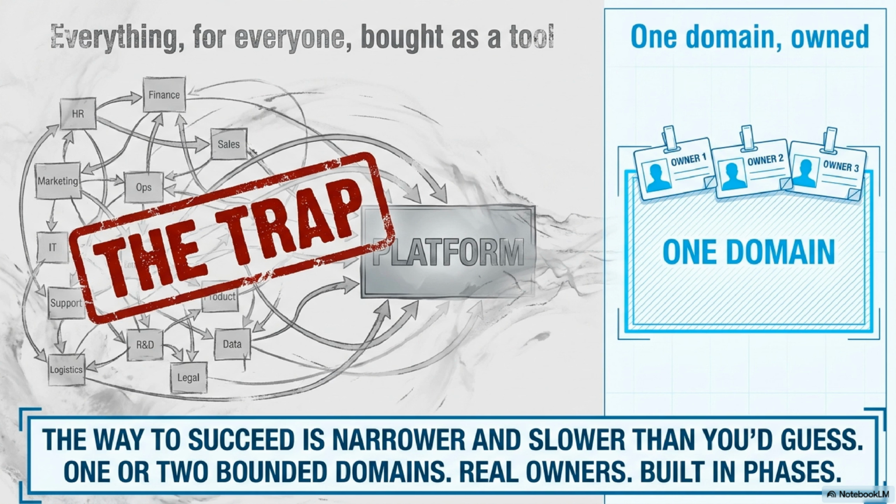The way to succeed is narrower and slower than you'd guess. 1 or 2 bounded domains. Real owners. Built-in phases where each phase earns the right to the next. So let's walk the roadmap. 3 phases. Then the 4 ways people get it wrong.